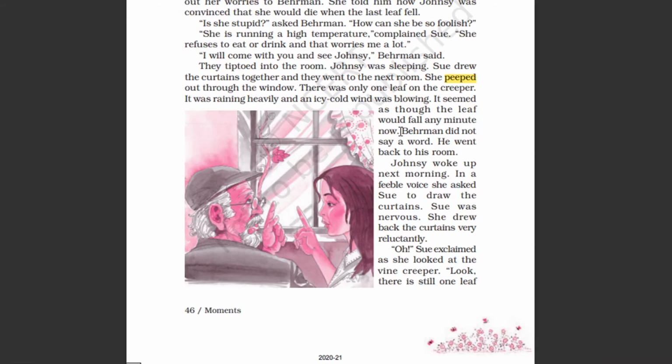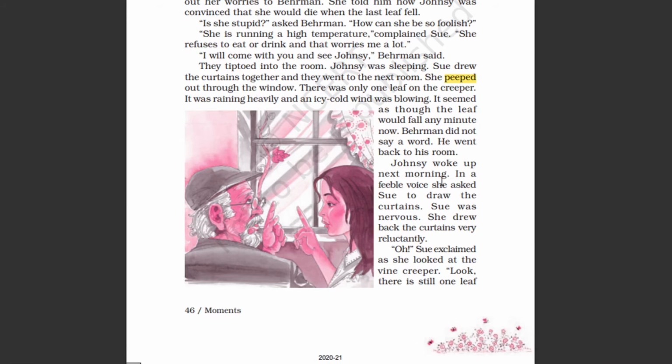Berman did not say a word. He went back to his room. So after seeing everything and after looking out through the window also, Berman, what did he do? He just went back to his room.